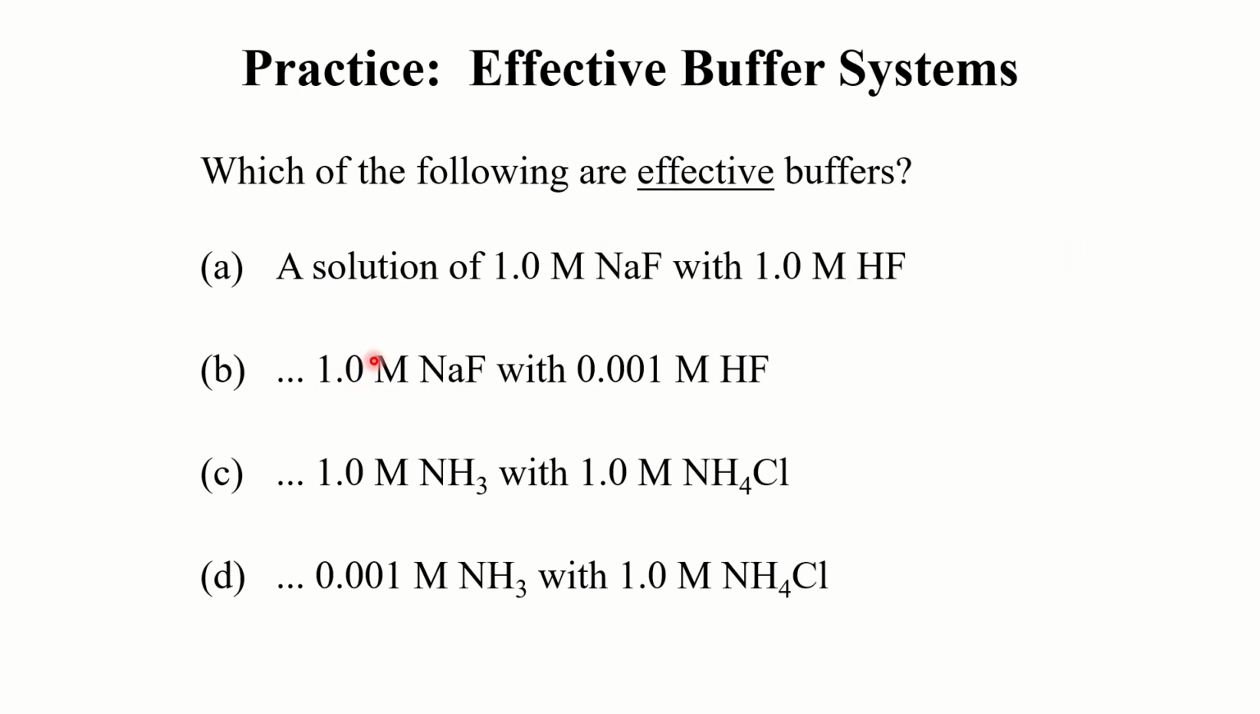Letter B is a buffer, but it would not be considered an effective buffer system because we can see that these two concentrations are not within 10% of one another. We have a 1,000 to 1 ratio here in the concentrations. Letter C would be an effective buffer. We've got 1 molar ammonia, a weak base, and 1 molar ammonium chloride, its conjugate acid, with the same concentrations. And then once again, letter D would be considered to be a buffer, but it is not an effective buffer because their concentrations are not within 10% of one another.